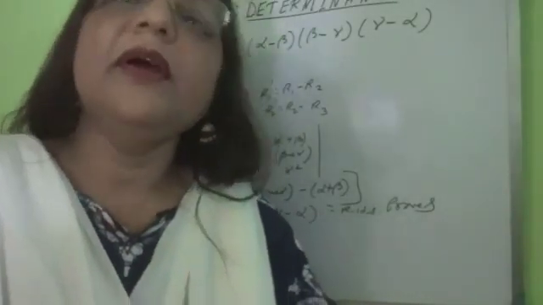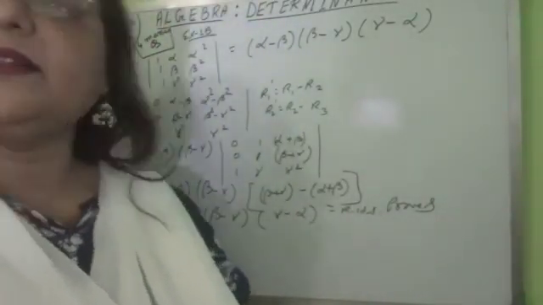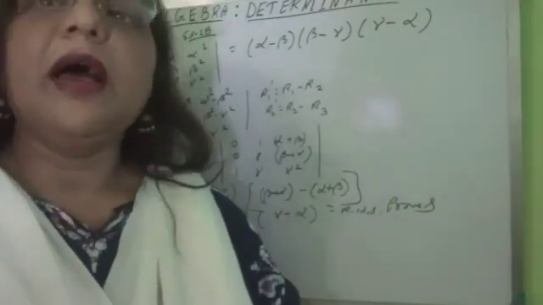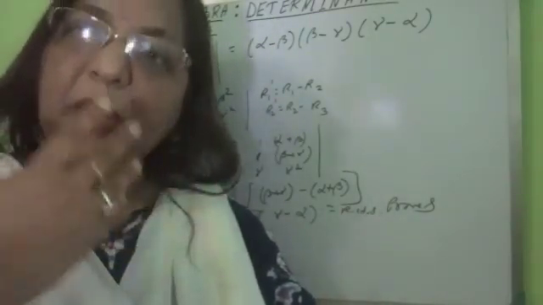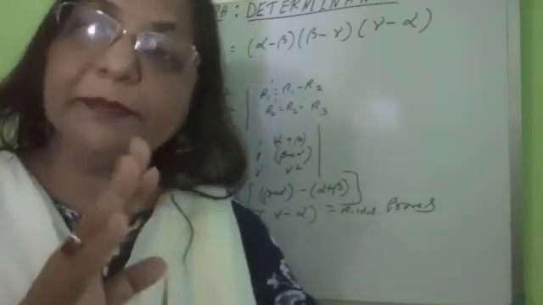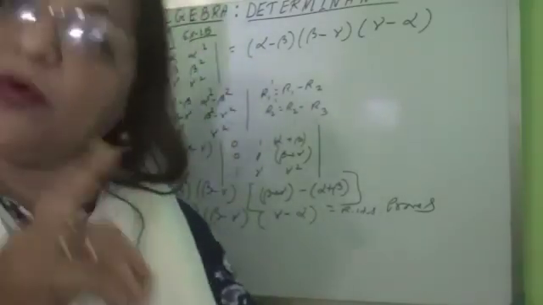Hello class 12. We have already started the chapter Determinants in algebra. We completed the 2 marks questions and all the properties of determinants, the theory part. Today we'll start the 4 marks questions.